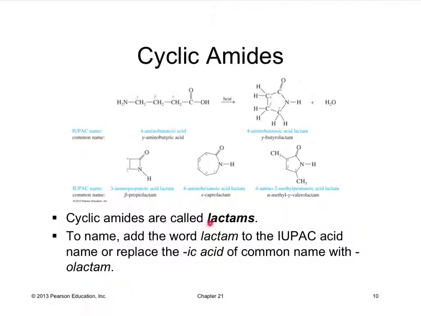When they're cyclic amides, they're called lactams. To name, you add the word lactam to the IUPAC acid name, or replace ic acid with the common name o-lactam. So here's an example. This would be 1, 2, 3, 4, right? So it's 4-aminobutanoic acid lactam. And you can do these examples as well.